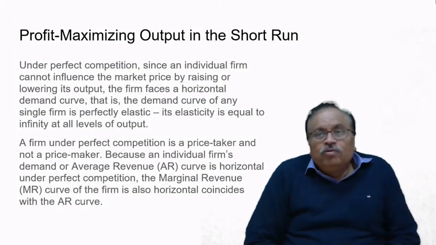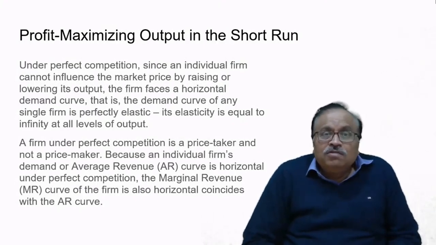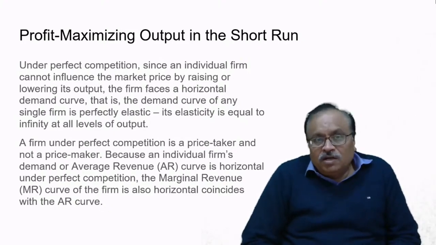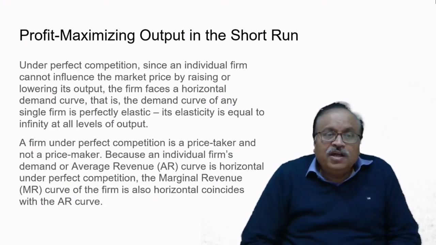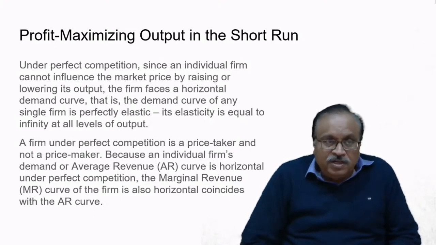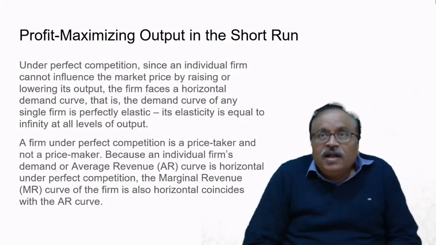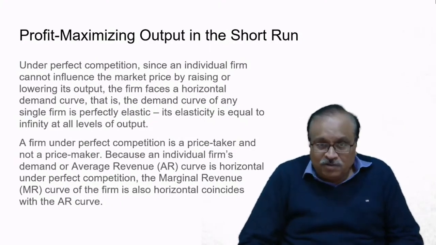Profit maximizing output in the short run. Under perfect competition, since an individual firm cannot influence the market price by raising or lowering its output, the firm faces a horizontal demand curve. That is, the demand curve of any single firm is perfectly elastic. Its elasticity is equal to infinity at all levels of output. So what does that mean? That in perfect competition, one firm doesn't have a command over the market. And since it doesn't have a command over the market, it cannot influence the price of its products.